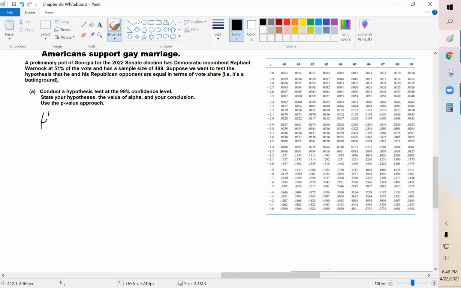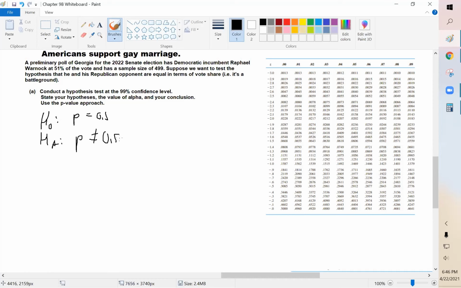So here we have our H naught and our HA. We identify H naught first, and the reason why is because we are testing the hypothesis. So we're challenging the assumption that they have an equal vote share. Therefore, their two P's are the same, which means they're both 50%. The alternate is the opposite. So we have P is not equal to 0.5.